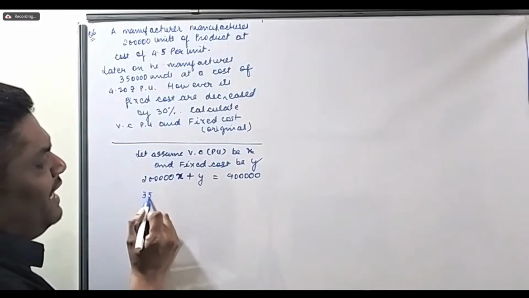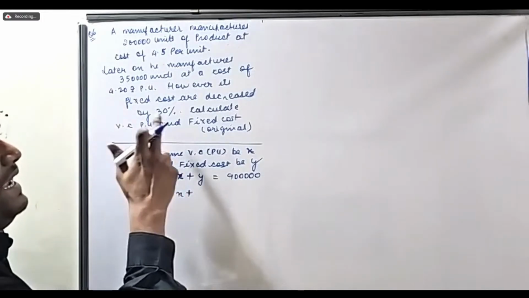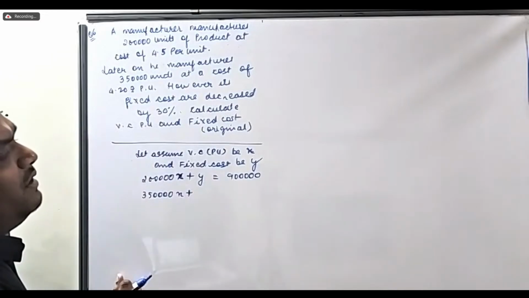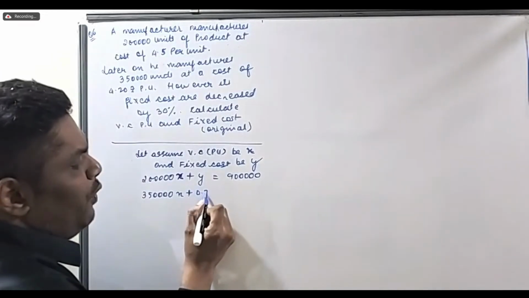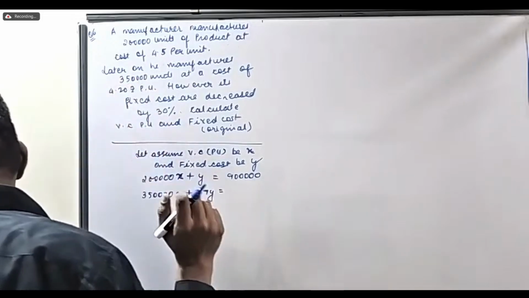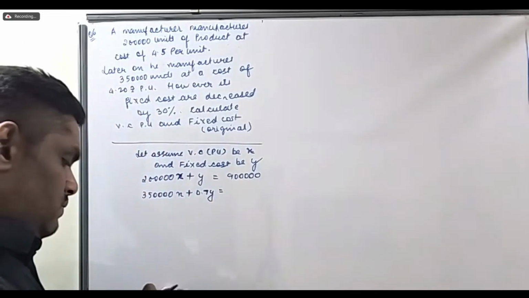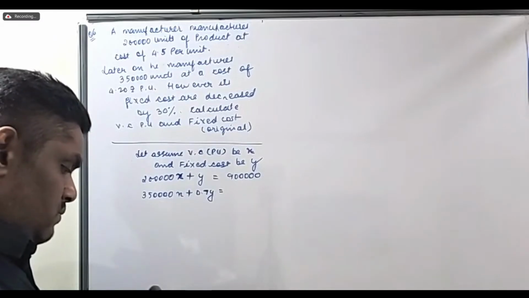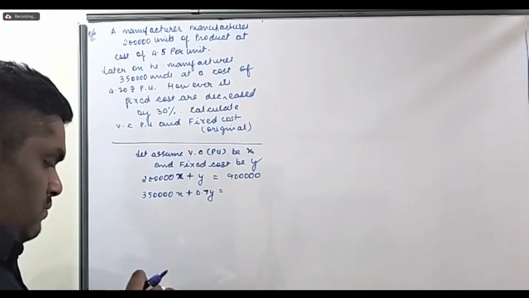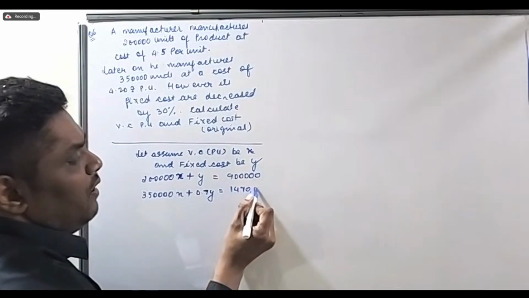Second year again, 3,50,000 into X. Now see, in the second year, the fixed cost is reduced by 30%. So it will be 0.7Y. And the total cost will be 3,50,000 into 4.20. So this will be 14,70,000.